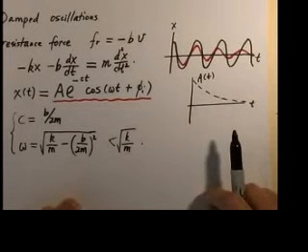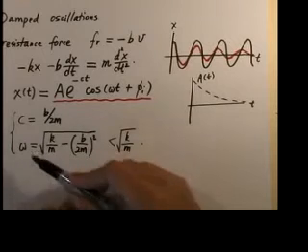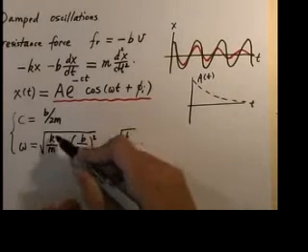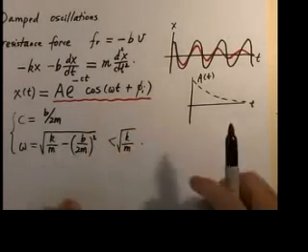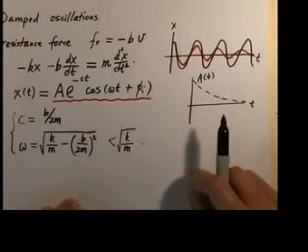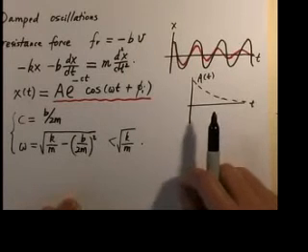Well, then you wouldn't have a real value for omega anymore, right? You have a negative value under the square root. That is a complex number, and that's not what we're looking for. So what does that tell us?